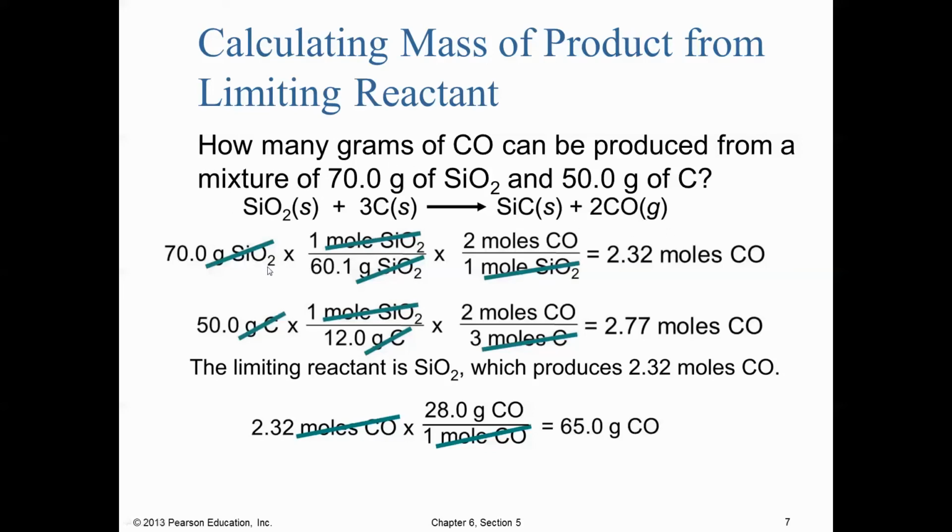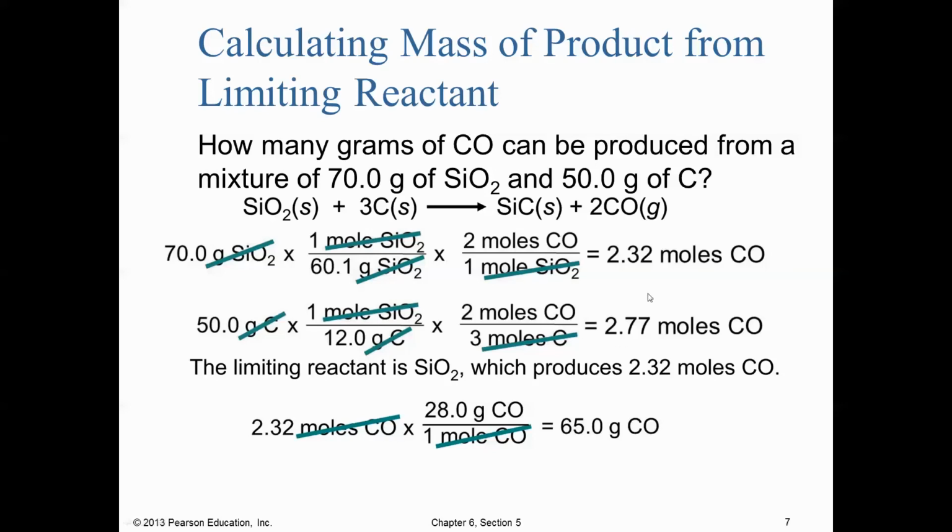And now we're going to set up our unit cancellations. We're going to go molar mass into moles, and we'll do the molar mass again later on. But we're going to figure out how many moles of product we can form from our 70 grams of SiO2 using our molar mass and our balanced equation ratios. And we have enough SiO2 to form 2.32 moles of CO. We don't know if that's actually possible, though, because we have to figure out how much of the carbon we'll be using. So essentially, we take our 50 grams of carbon, we use our molar mass and our balanced equation again, and we end up with 2.77 moles of CO being produced.